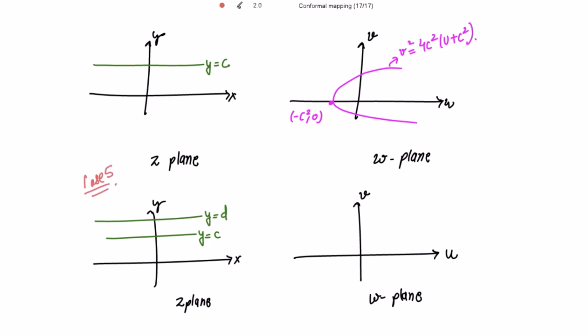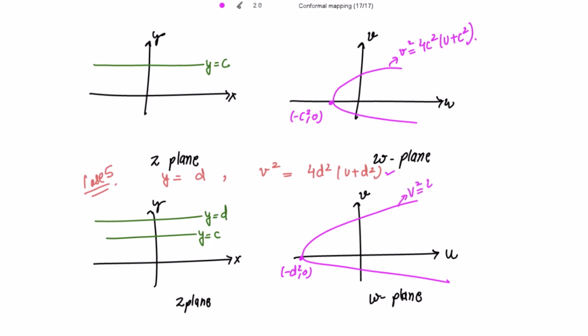So case 5 is, if I take y equal to d, for that we are getting the equation of parabola as v square equal to 4d square into u plus d square. Just replace c with d, and for that we have got the equation of parabola in the w plane, and that parabola is something like this, and this is negative d square comma 0 the vertex, and this is parabola v square equal to 4d square into u plus d square.